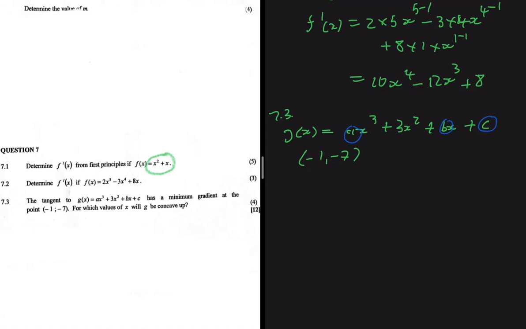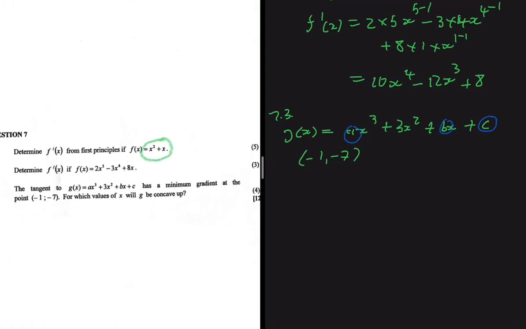So let's go ahead and look at our equation and see what we can do here. We can see here the tangent to g of x. So the tangent to g of x, let's find the equation of that tangent. So we're saying that g prime of x, we're trying to find the tangent to that graph.